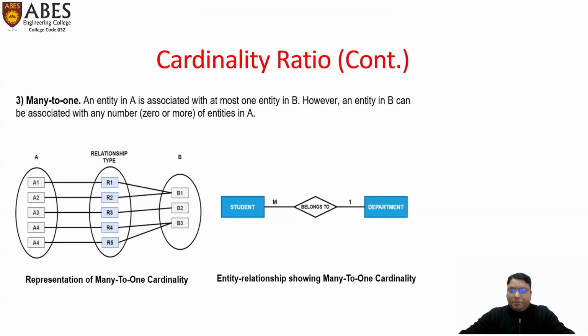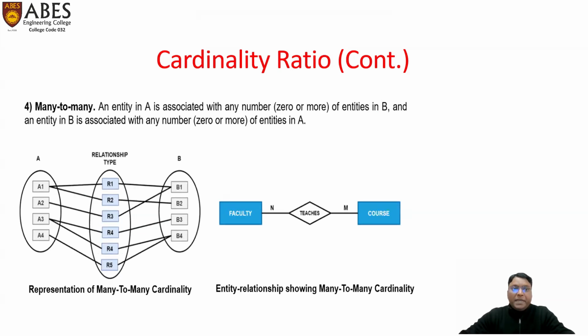Many to one. By the name it is clear. An entity in entity set A is associated with at most one entity in entity set B. However, an entity in B can be associated with any number, 0 or more, of entities in A. So as you can see in the example, multiple students belong to one department. So this is just the reverse case of one to many. So many students can belong to a single department, and it is shown by the diagram.